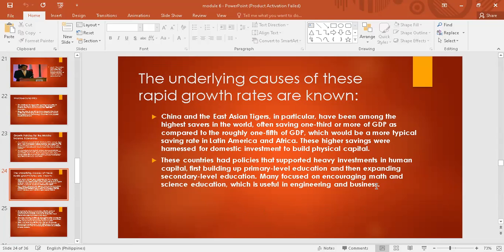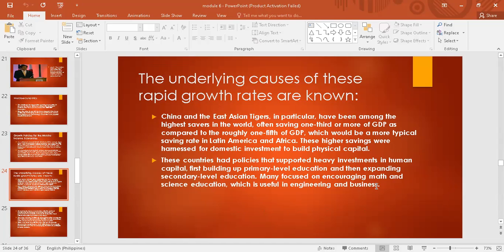In comparison with Latin America and Africa, mas mataas, no? Higher savings ang ginawa ng mga East Asian Tigers. And especially, they also focus dun sa tinatawag nating capital investment. Itong mga countries na biglang nagkaroon ng rapid growth sa kanilang ekonomiya, what they have focused on is yung investment in human capital.